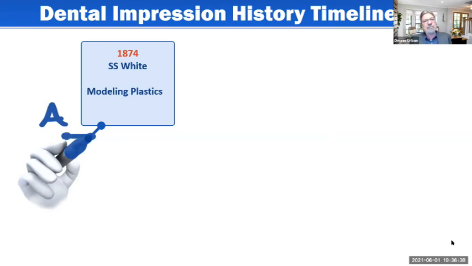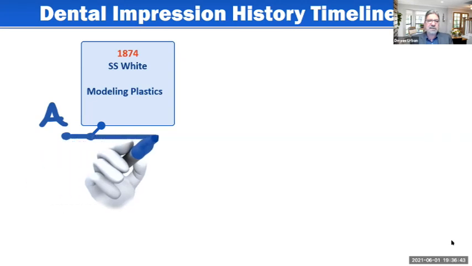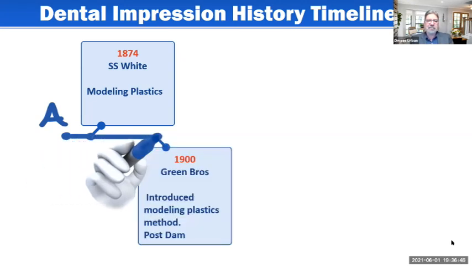But when those modeling plastics came out, they really weren't utilized in the correct way. So in 1900, the Green brothers introduced the method for taking impressions with modeling plastics. And the first post-dam was utilized for full impressions at the time. So they realized that a good post-dam and an upper denture created suction, and they were utilizing that post-dam area and getting those anatomical landmarks captured in an impression.